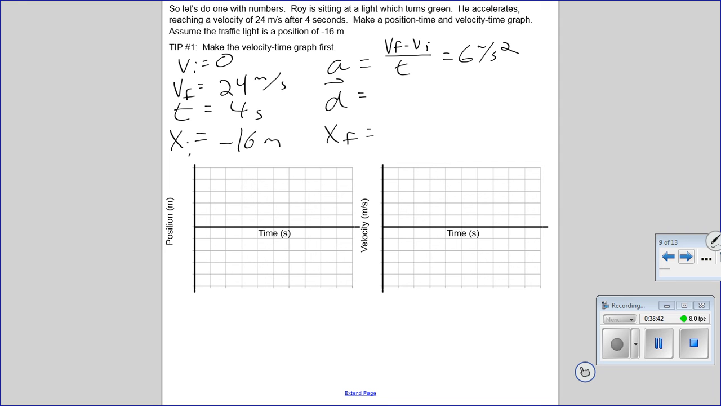Now, to find the displacement, you can actually use any of those equations. You can use the screwdriver, the drill, or the vice grip. They'll all work because we know everything we need to know. Most people seem to prefer the screwdriver, so we'll go with that. And it ends up giving you 48 meters.